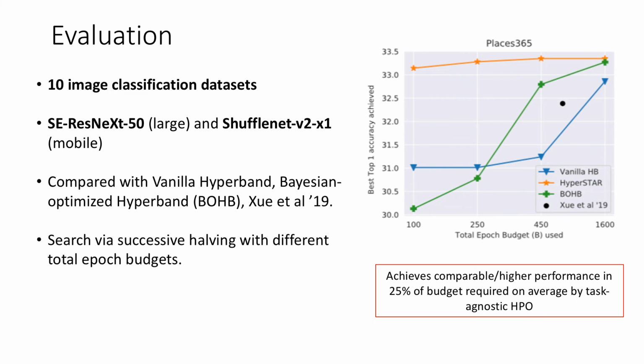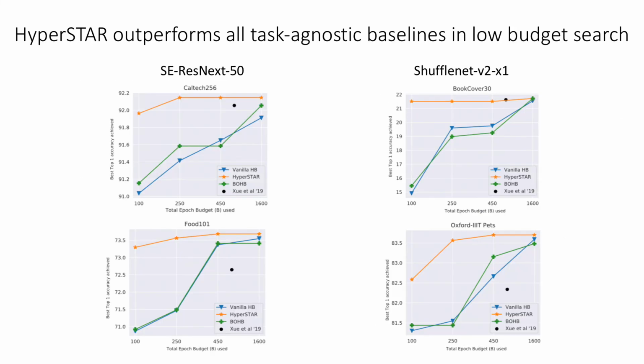We can observe that Hyperstar achieves comparable or even higher performance in just 25% of the budget required on average by other task-agnostic HPO algorithms. Here are results for SE-ResNeXt and ShuffleNet for some more datasets. We can again observe that even when the budget is scarce, Hyperstar can find the optimal hyperparameter configuration and hence achieve higher performance than all other task-agnostic baselines for the same low budget.